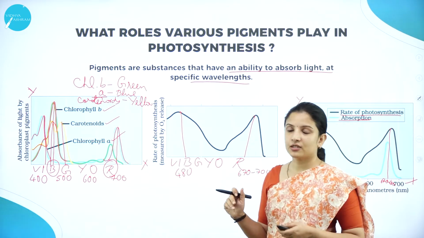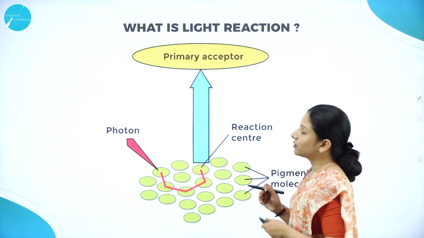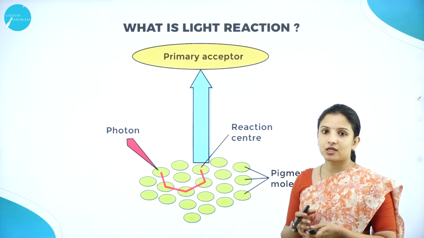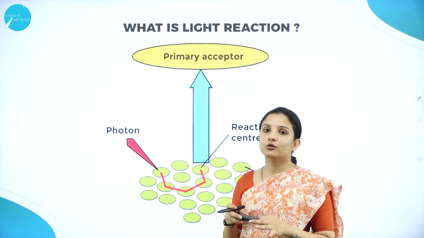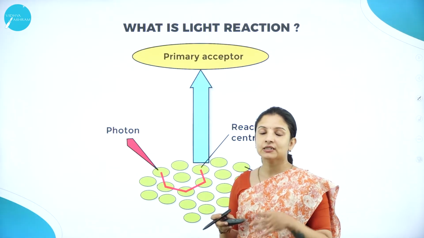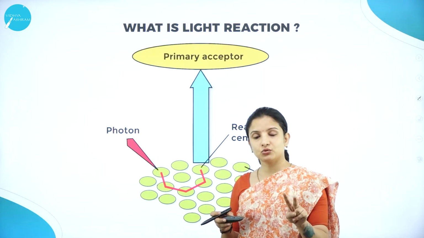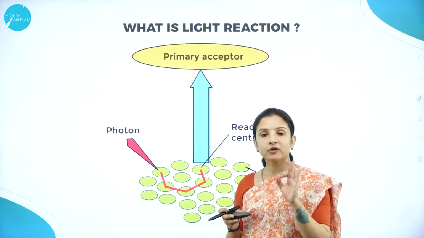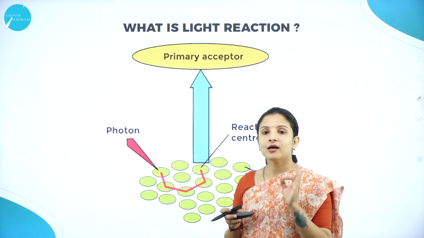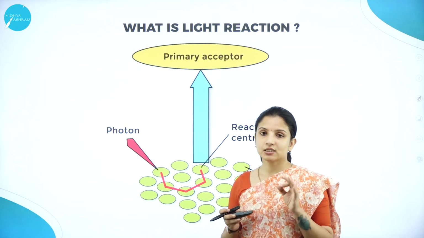So if this is clear, we shall see the next step, what is light reaction. Now we know about the chloroplast, where exactly in the chloroplast the photosynthesis takes place. In photosynthesis there are two types, one is light reaction and the other one is dark reaction. And when talking about light reaction, I told you light reaction takes place in the grana.